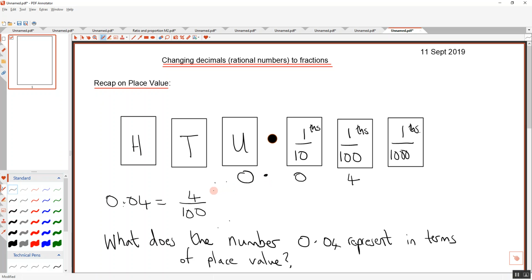What number divides into both 4 and 100? 4 is the biggest one. 4 divided by 4 gives 1, and 100 divided by 4 gives 25. So we get 1 over 25.